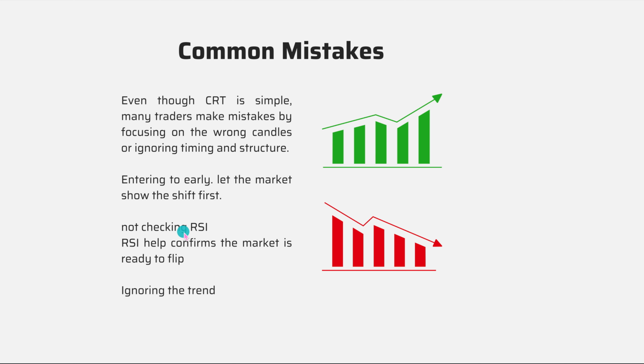And then not checking the RSI. If the RSI is overbought, that means price has already expanded too much. That means it's too expensive. We ain't trying to buy things when they're too expensive. We want to buy things at a discount. So we want to see the RSI go, or at least go back down.